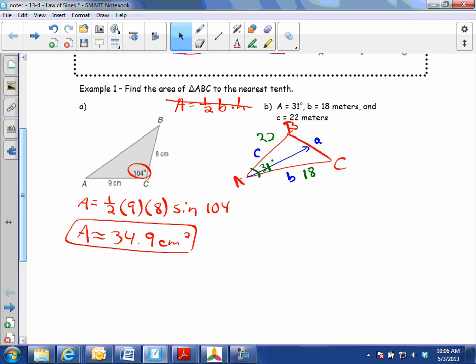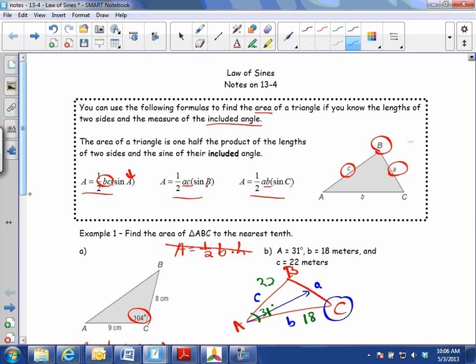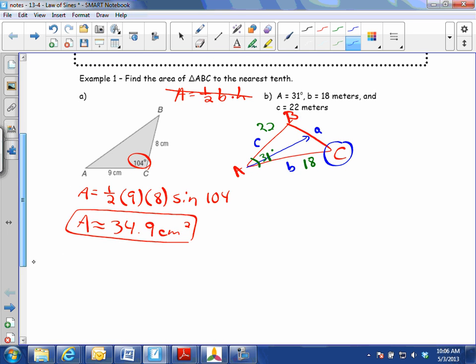What did we say that had to be? Could I make it work if we knew angle C and these two sides? No, because this angle has to be between the two, because we said it has to be included, it has to be in the middle of the two sides. So yes, we can use this formula to figure out the area. So we're just going to say area equals half times those two sides times the sine of the angle between them, and plug everything in.